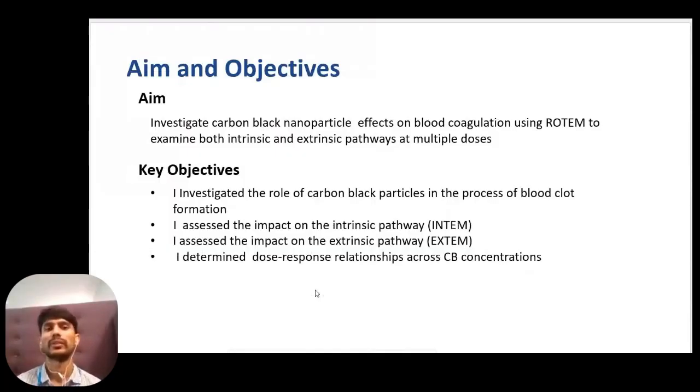The aim of our study was to investigate carbon black nanoparticle effects on blood clotting using ROTEM. I examined both intrinsic and extrinsic pathways, tested at multiple doses. There were four main key objectives of our project. First, I investigated the role of carbon black nanoparticles in the process of blood clot formation. Secondly, I assessed the impact on the intrinsic pathway. Thirdly, I assessed the impact on the extrinsic pathway. Fourthly, I determined the dose relationship across all carbon black concentrations.